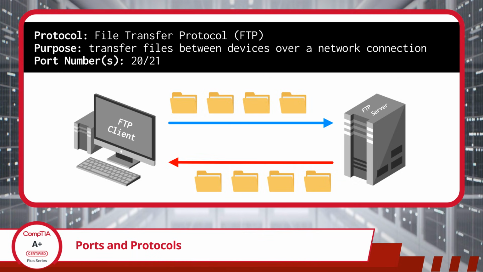FTP typically uses two ports, port 20 and port 21. Port 21 is used for establishing a connection between the client and the server, often referred to as the control port. Through this port, commands and responses are exchanged. Port 20, on the other hand, is known as the data port, and it's used for the actual transfer of files. The lack of encryption in FTP means that data, including potentially sensitive information like usernames and passwords, is transmitted in plain text. This makes it vulnerable to interception and unauthorized access.